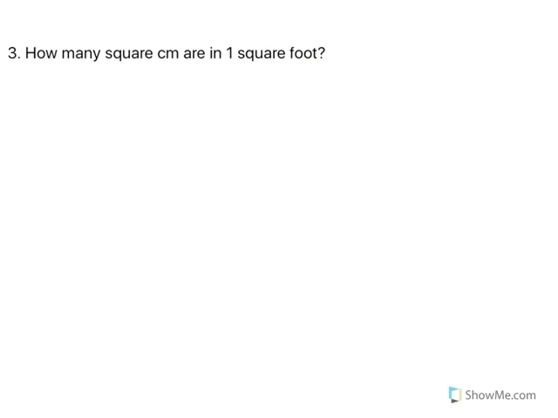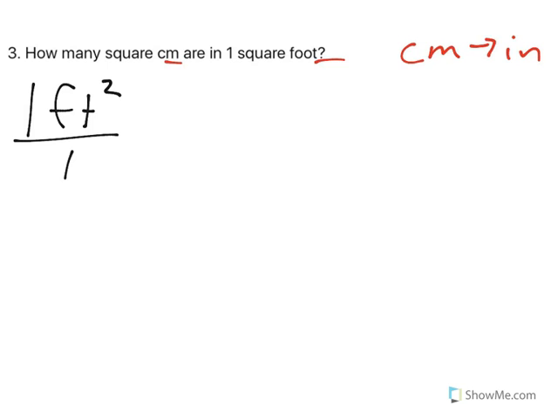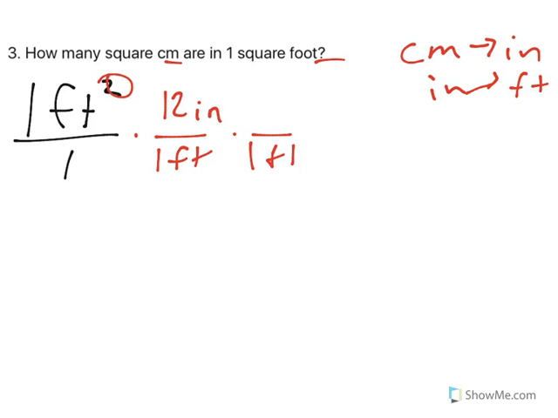Number 3, how many square centimeters are in 1 square foot? Well, 1 square foot. Square means 2. Well, we can't go from centimeters to feet. We can go from centimeters to inches and inches to feet. So my first step is going to be to say, well, I know that 1 foot is 12 inches. And because this is squared, I'm going to do that twice. 1 foot, 2 foot, cancels out the squared.